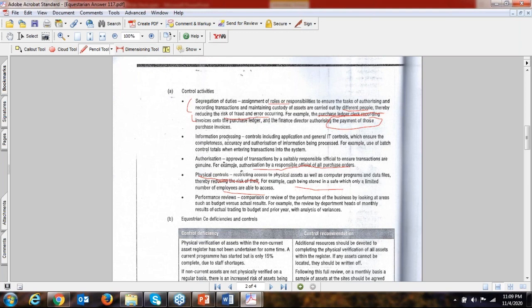Now we have tested the control activities, and the requirement of the key controls. If the examiner asks you about the key controls or the control activities, what needs to be mentioned in the answer, we have examined it.